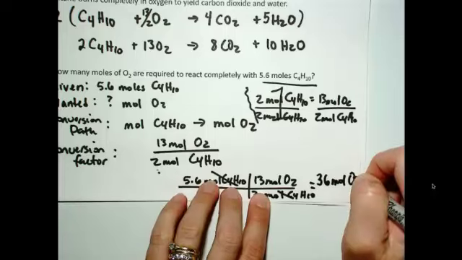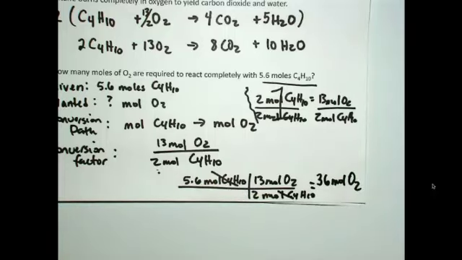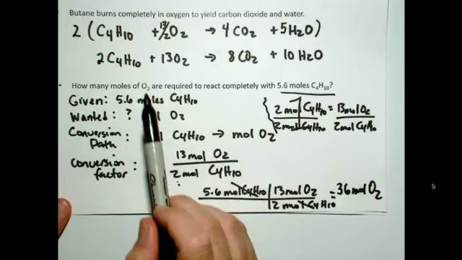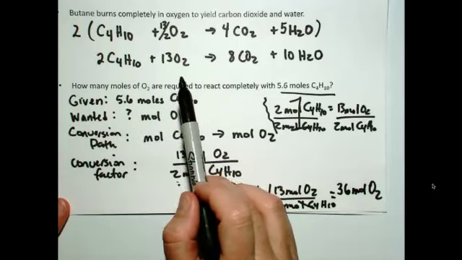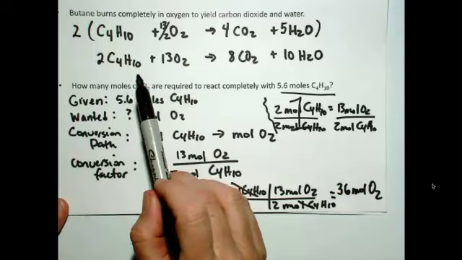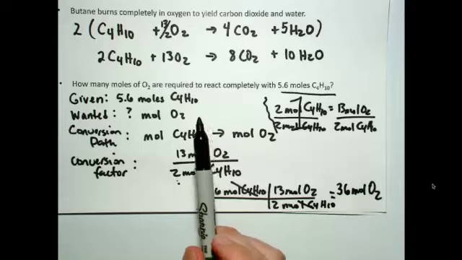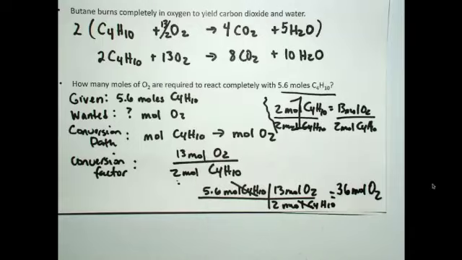So that's how we use our balanced chemical equation to predict, given a certain quantity of one reactant, how much of the other reactant am I going to need. In this case, we were given a certain amount of butane, and we're going to predict how much oxygen we're going to need to react all that away, and it's 36 moles.